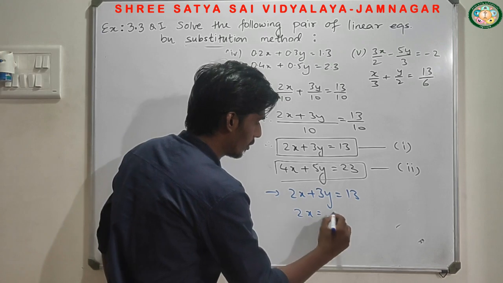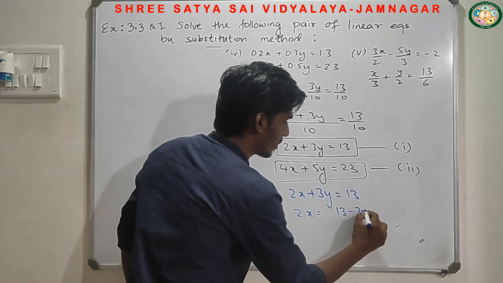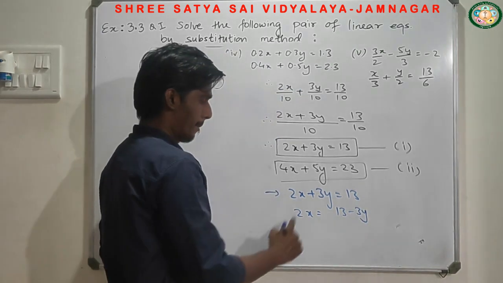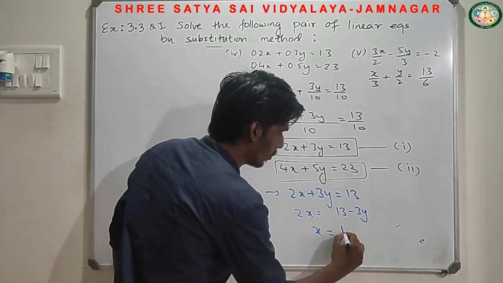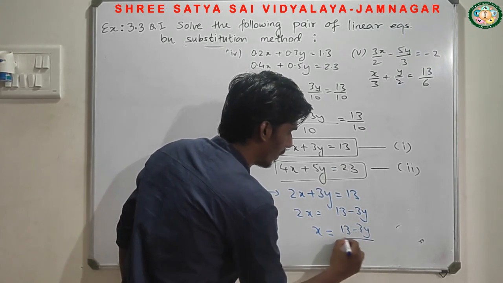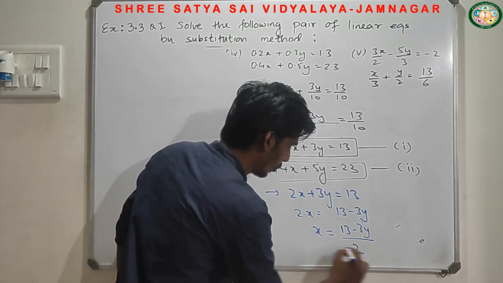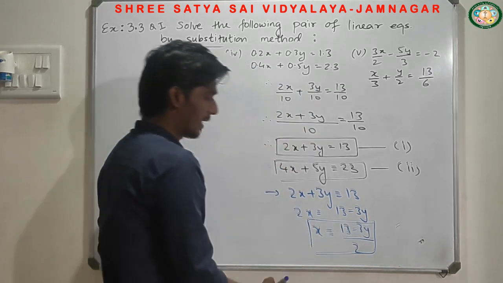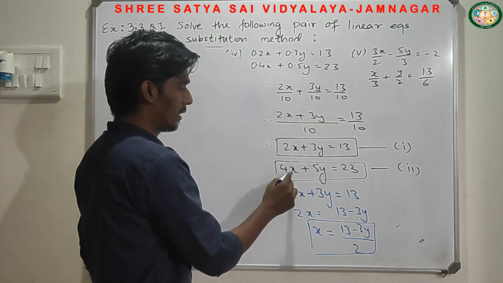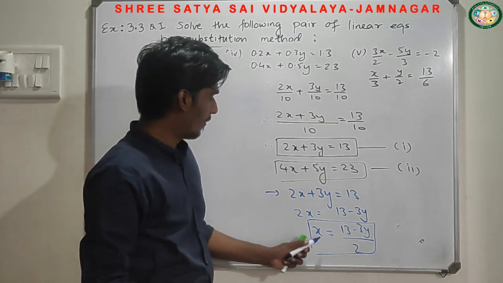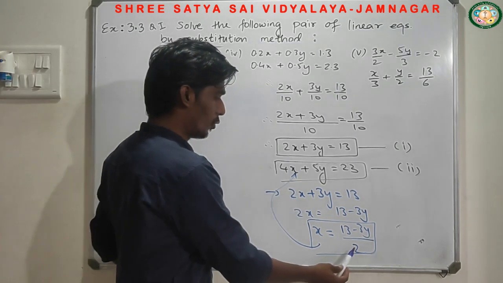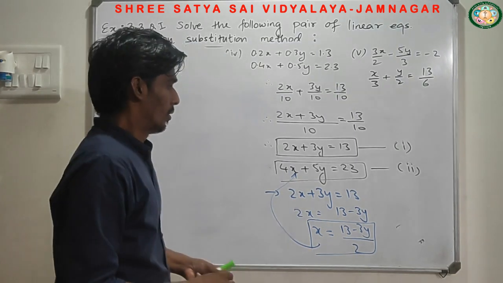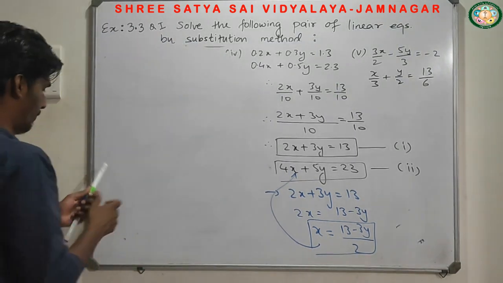So 2x equals 13 minus 3y. 3y will move to that side and 2 will come below. So x equals 13 minus 3y upon 2. So this is the value of x which I am going to substitute in equation 2. So where will I replace this value? Here. In place of x I am going to replace this one. So write down again the same statement.